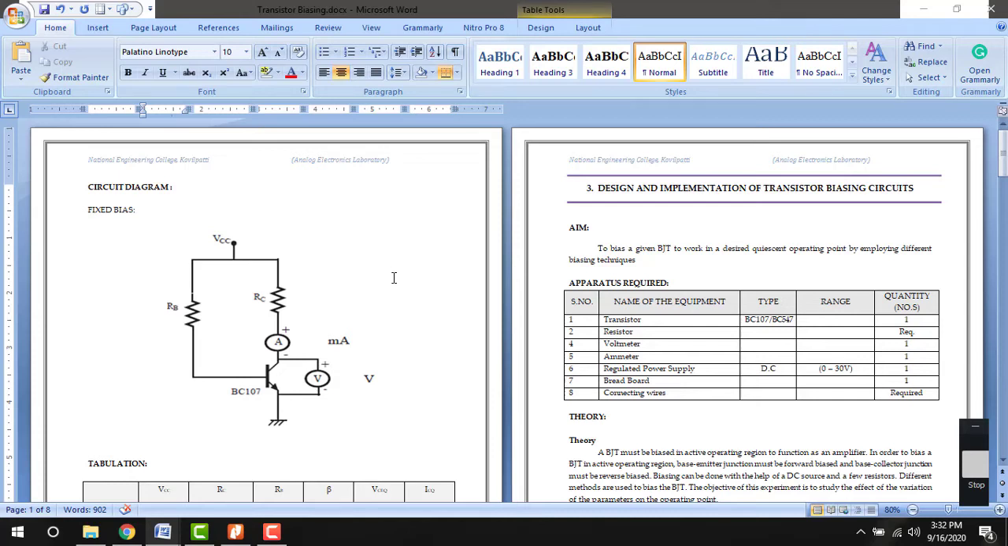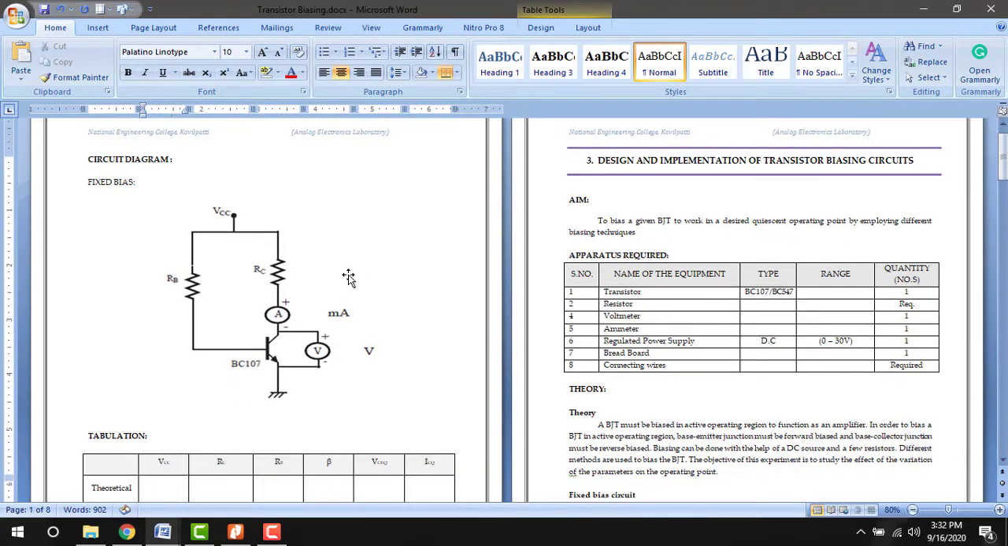Welcome to the session. In this video, we are going to design the transistor biasing circuits for a fixed bias and potential divider bias. And also we are going to verify practically the fixed bias design as well as the potential divider bias design in the laboratory. So first thing, we are going to design the circuit elements.